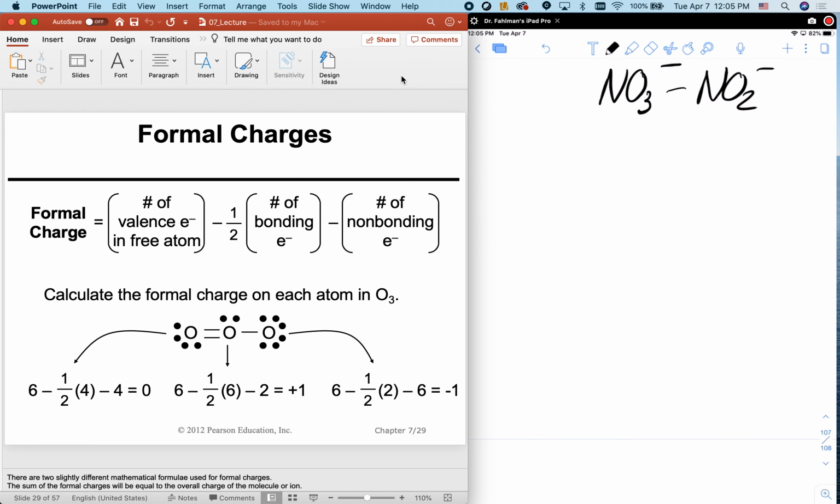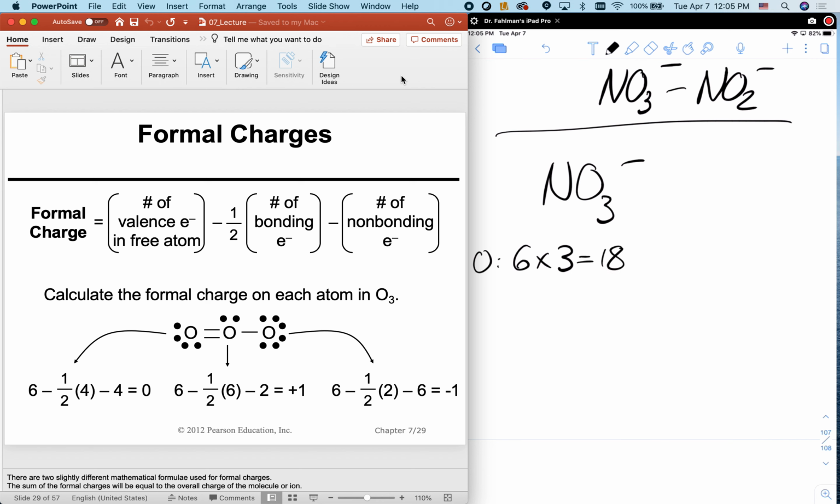If we look at nitrate, let's look at NO3 minus, okay. So to draw the Lewis structure for that one, we have 6 times 3 for the oxygens. And then nitrogen is 5. And then the minus charge, we have to add in another 1. So that's 24 valence electrons.